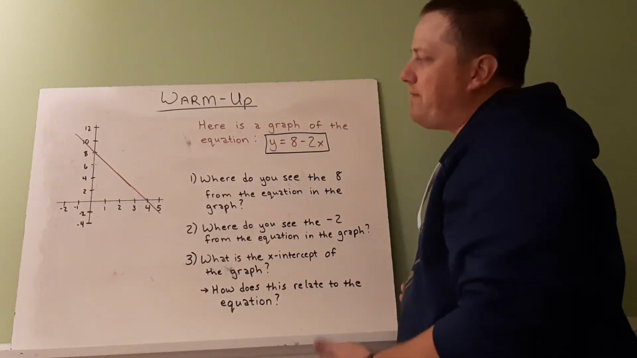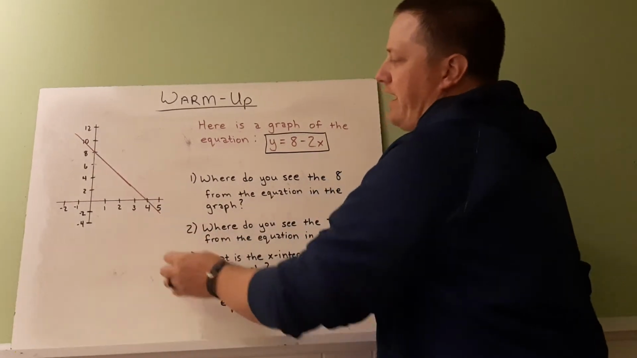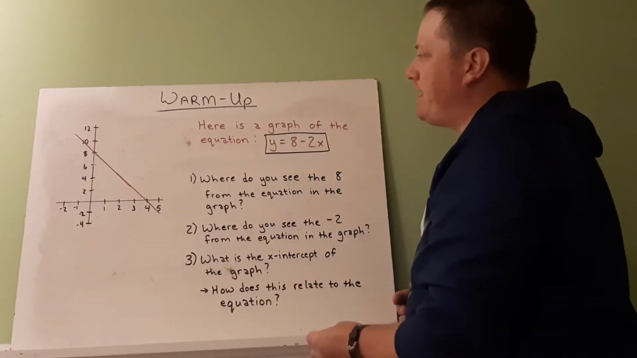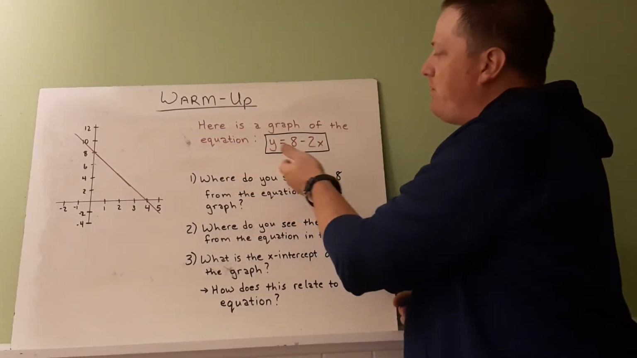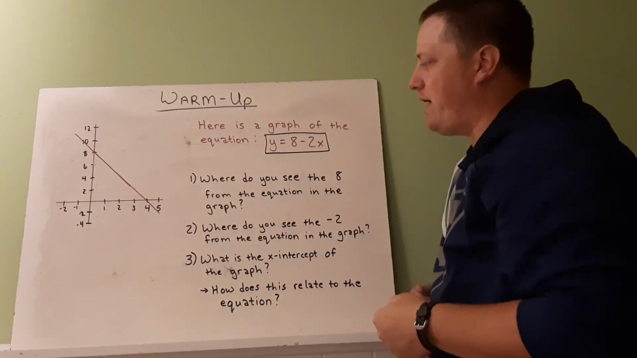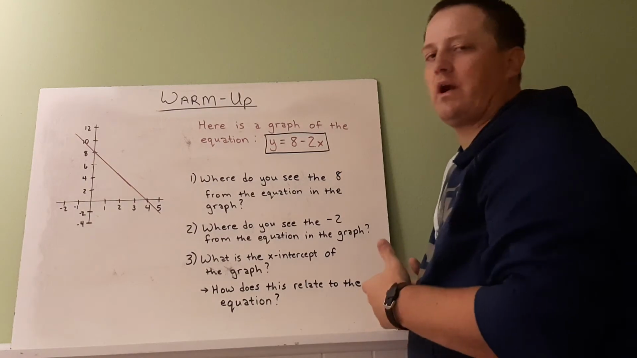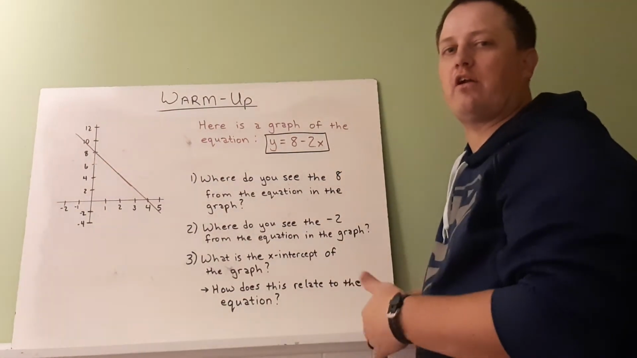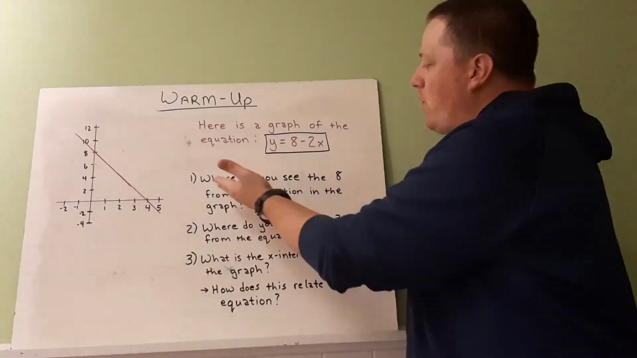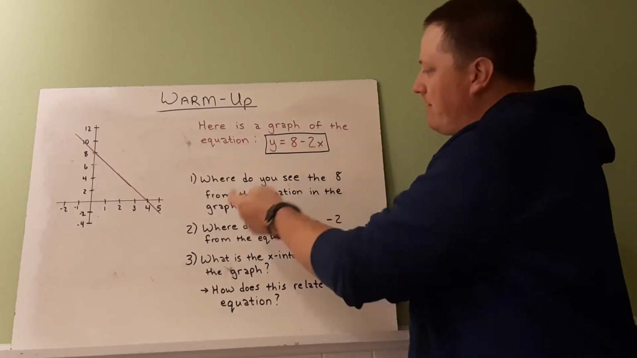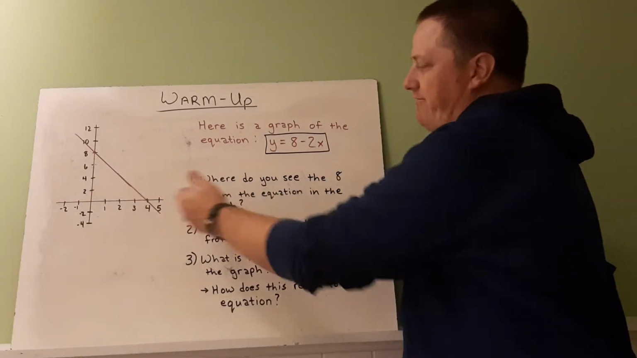All right, your warm-up here is to look at this graph and identify some key parts with it. And it's the graph of the equation y equals 8 minus 2x. And then I want you to answer these questions, and we're going to use those answers to kind of start our discussion tomorrow. So where do you see the 8 from the equation in the graph?